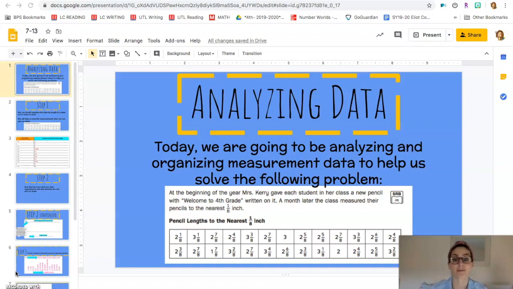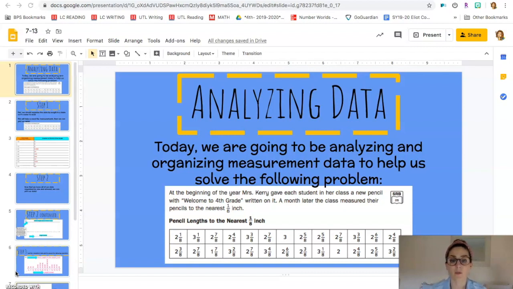At the beginning of the year, Mrs. Carey gave each student in her class a new pencil that said, "Welcome to fourth grade" written on it. A month later, the class measured their pencils to the nearest 1/8 of an inch. Below is a table that shows you all of their pencil measurements. So we're going to use all of these measurements to help us answer some more questions about the data.